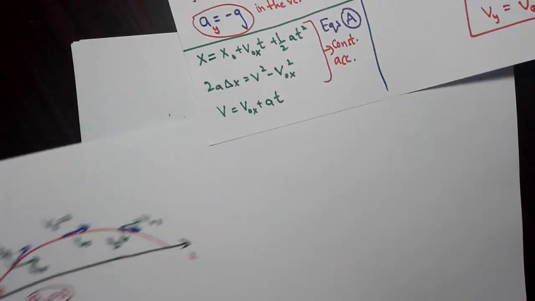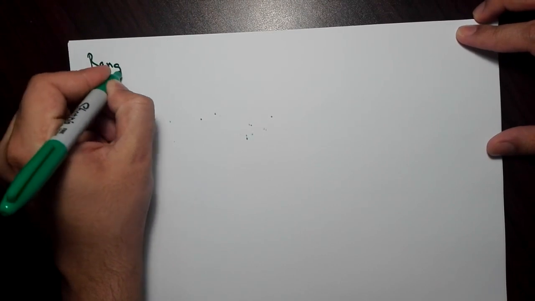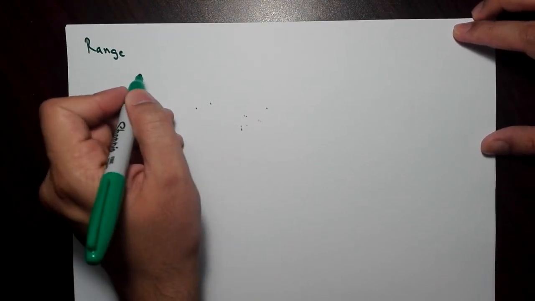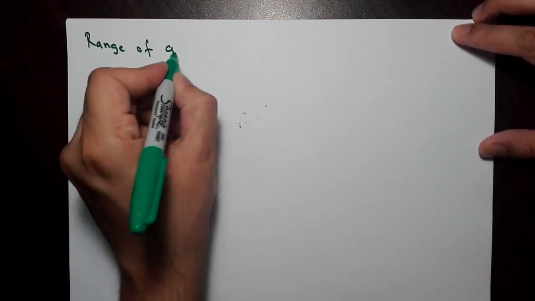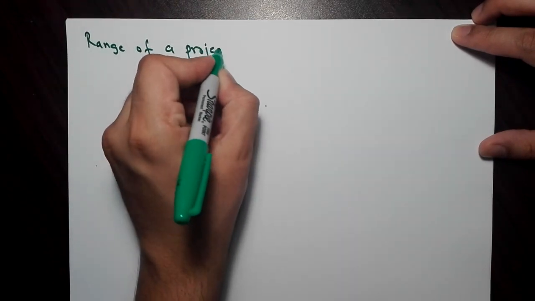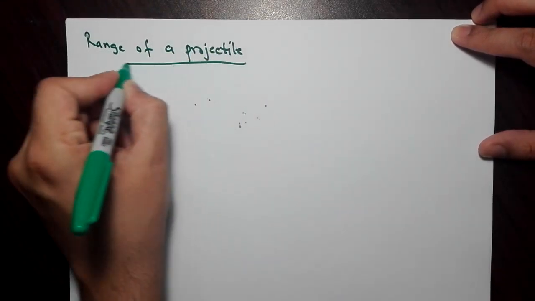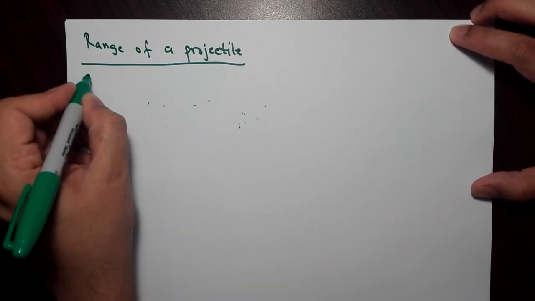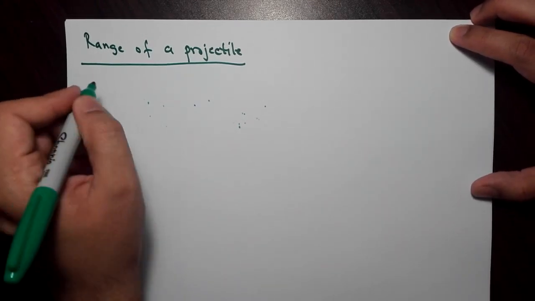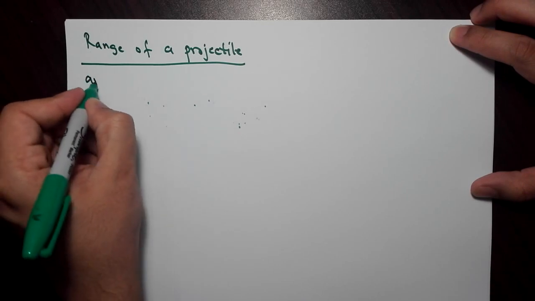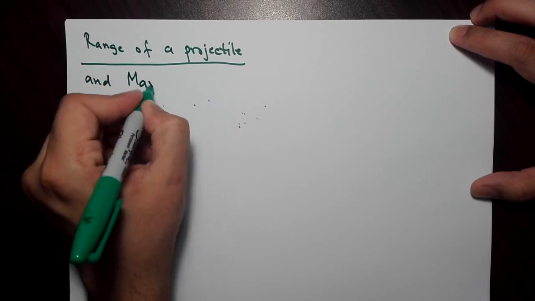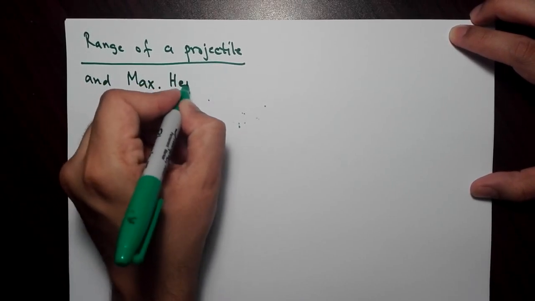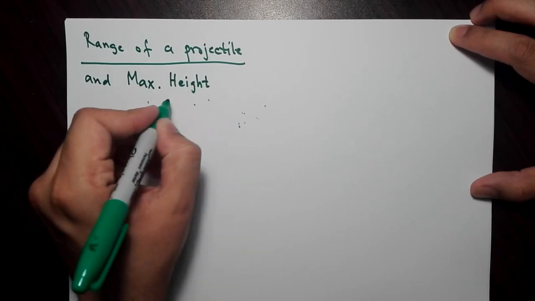So let's derive an expression for the range of a projectile. Okay, so let's see how we can get the range of a projectile, and also the maximum height. Range of a projectile and maximum height. How do we get these two?